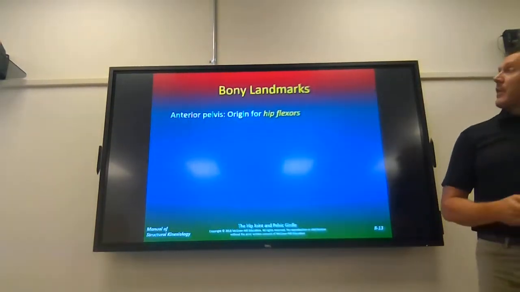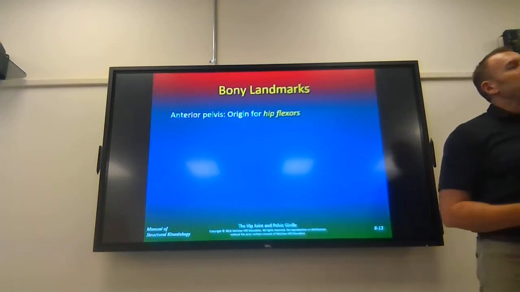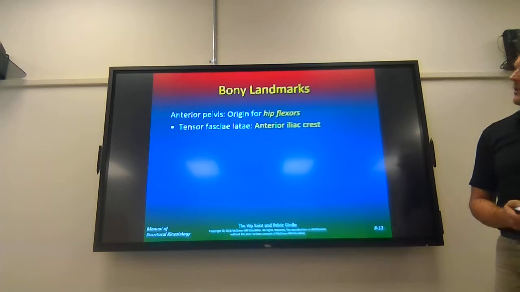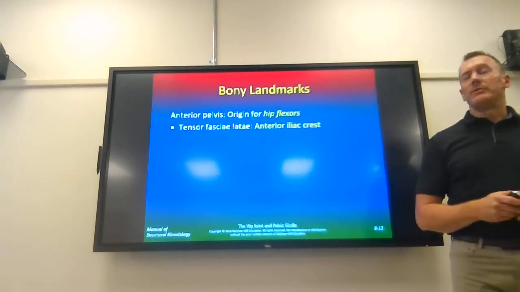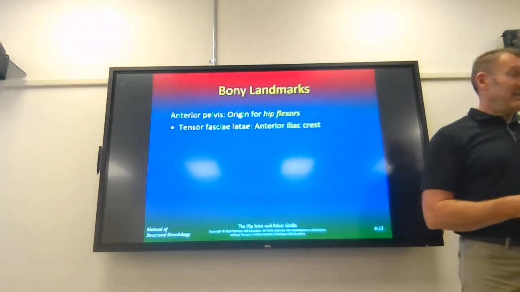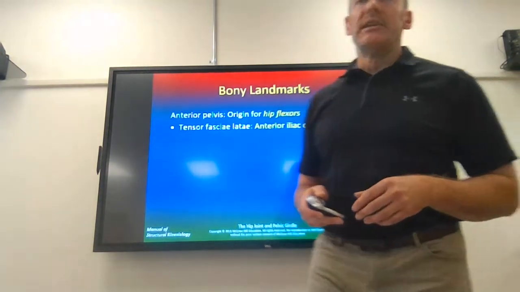Very important. Okay, so bony landmarks. The anterior pelvis, said hip flexors, right? Okay, so here's some of those landmarks. Tensor fascia lata has its point of origin on the anterior iliac crest.